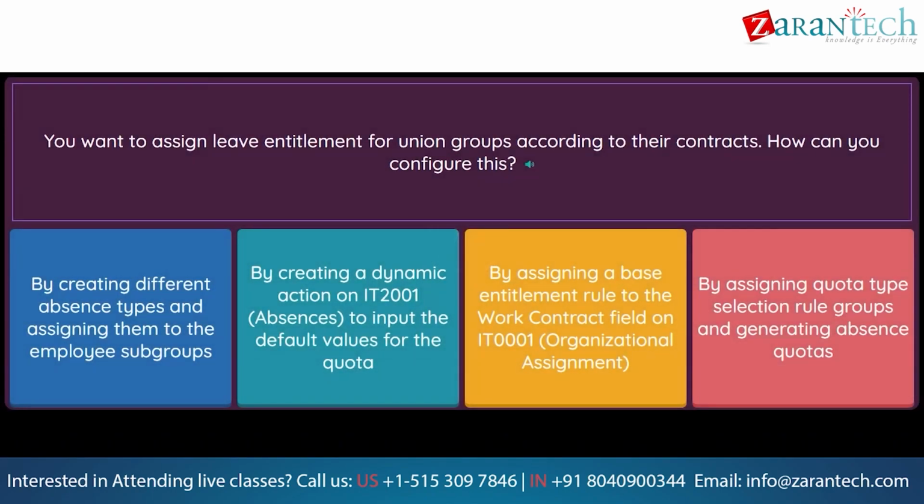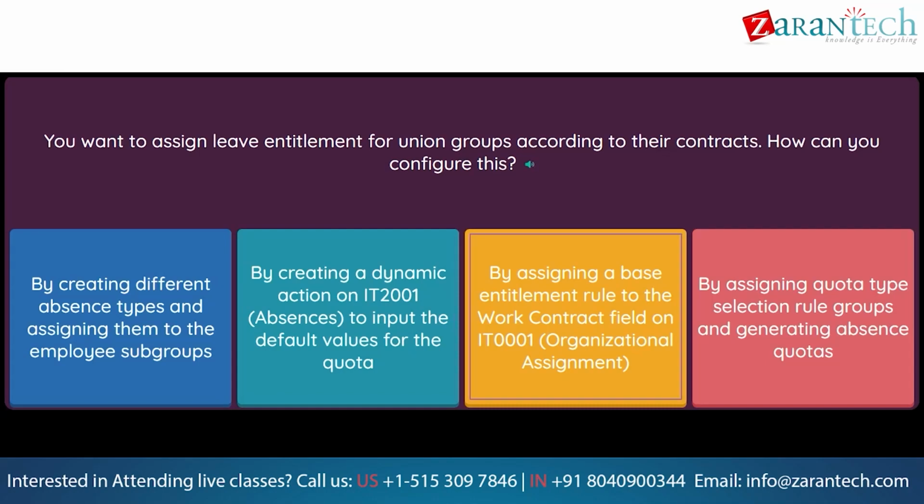Question: you want to assign leave entitlement for union groups according to their contracts. How can you configure this? Option 1, by creating different absence types and assigning them to the employee subgroups. Option 2, by creating a dynamic action on IT 2001, absences, to input the default values for the quota. Option 3, by assigning a base entitlement rule to the work contract field on IT 0001, organizational assignment. Option 4, by assigning quota type selection rule groups and generating absence quotas.